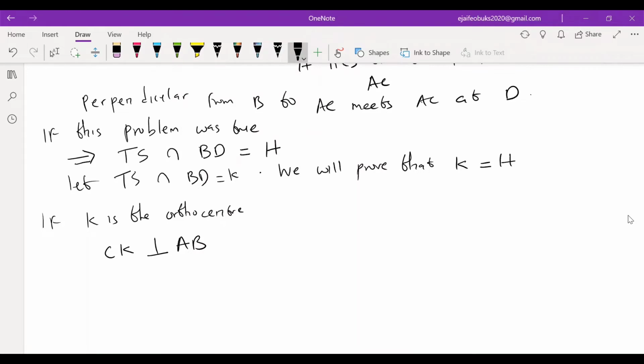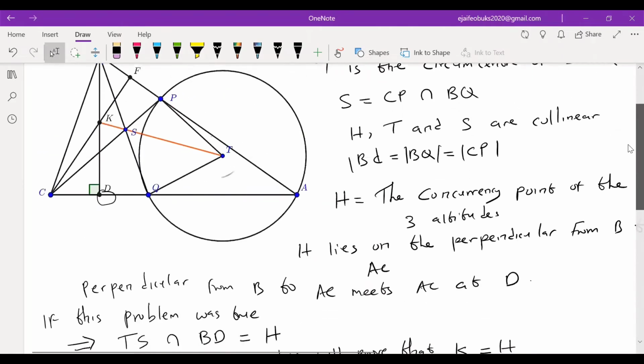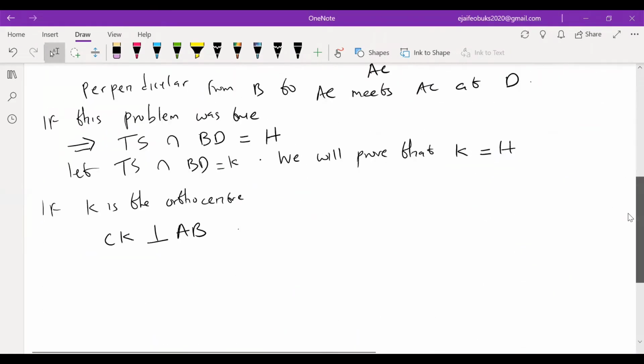So from the diagram you can see that I've called the intersection of CK and AB, F. So I'll prove that angle CFA is 90 degrees. Once I do this, it means I will have an altitude. So that's what I will be doing now.